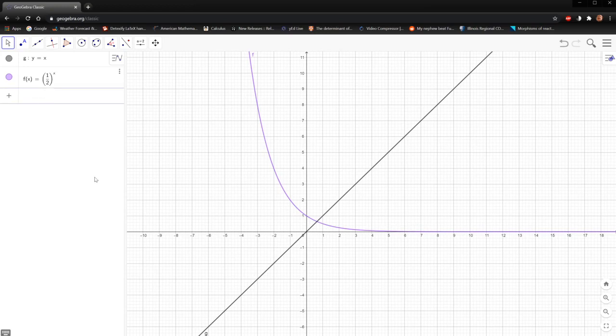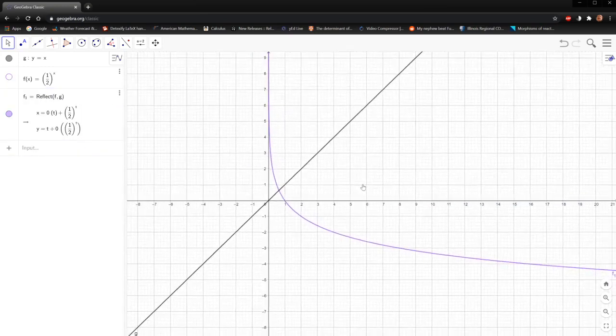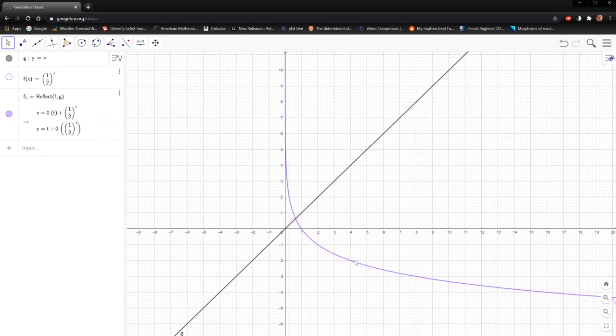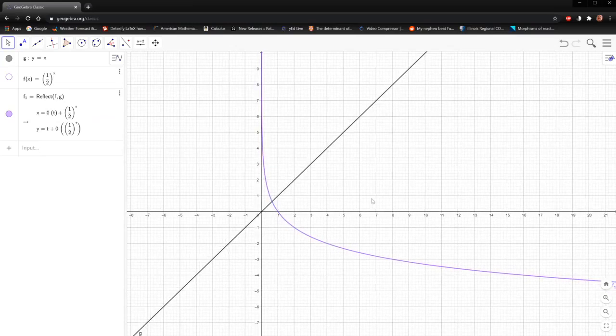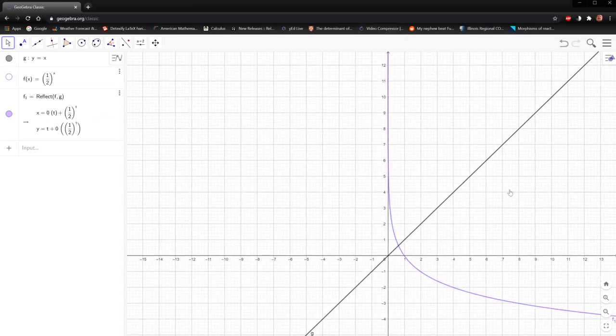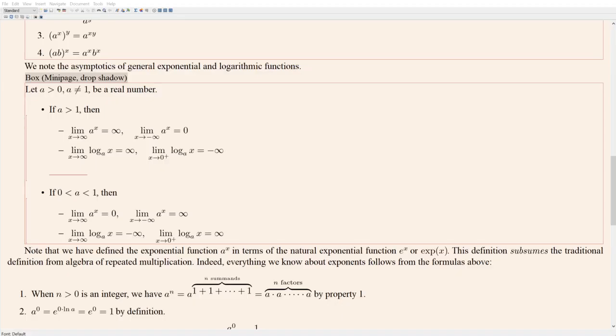If we were to look at the log of this, well, again, that's just the reflection about the 45-degree line. So this is what the logarithm base 1/2 looks like. As x goes to infinity, it goes to negative infinity. As x goes to 0, it goes to positive infinity. So, yep. That's basically all I'm saying in all of these limit formulas. These limit formulas all follow from just examining the graph.